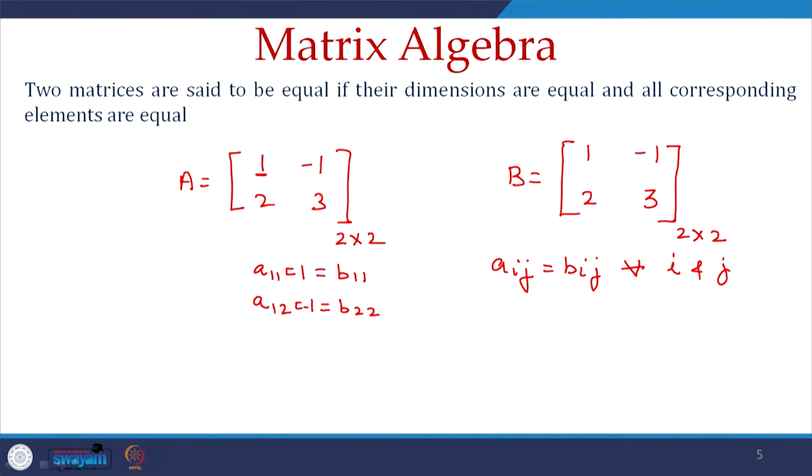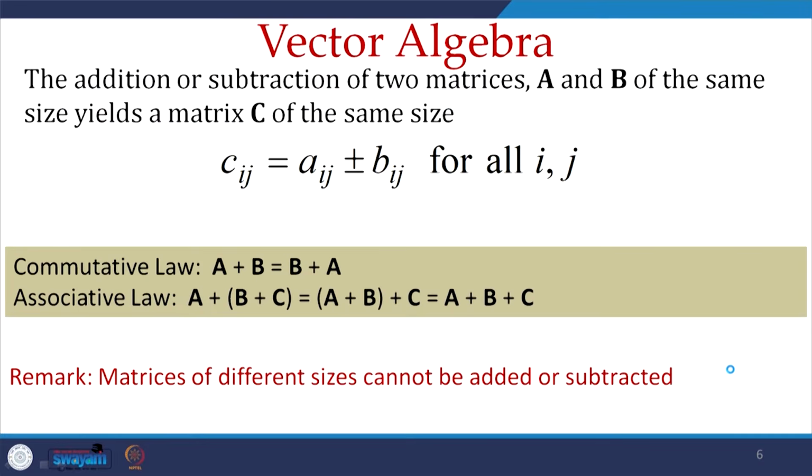Suppose instead of 3 this entry becomes 0, then you can see A22 does not equal B22, because here it is 0 and there it is 3. In that case A is not equal to B. In that way we can say whether two matrices are equal or not. First of all, they should have equal size. Secondly, all the elements of matrix A must be equal to the elements of matrix B. Now come to the addition or subtraction of two matrices.